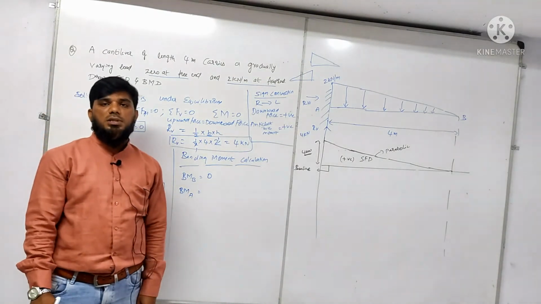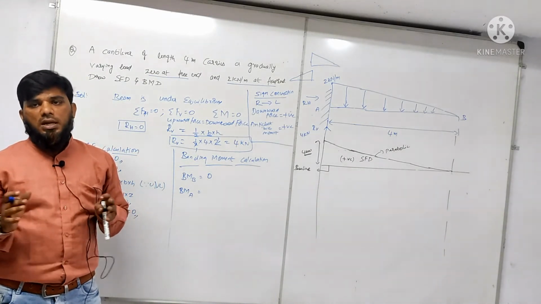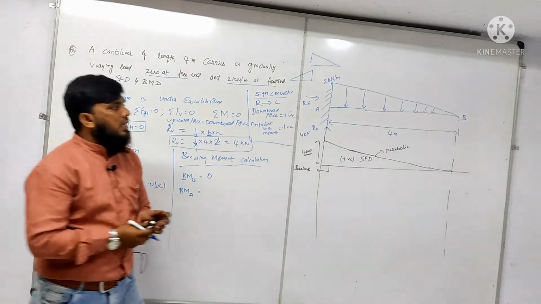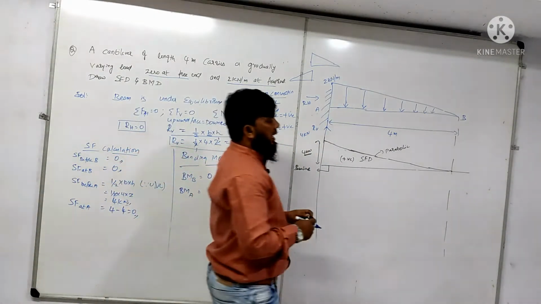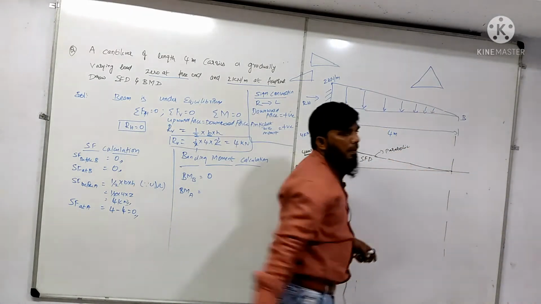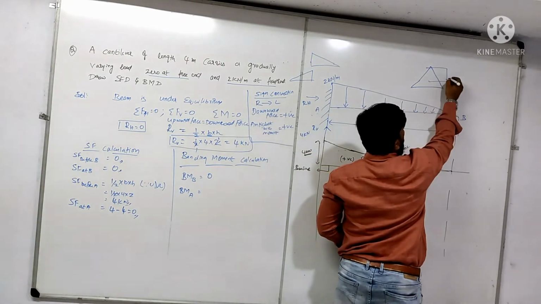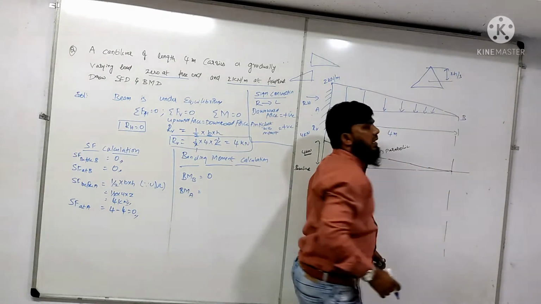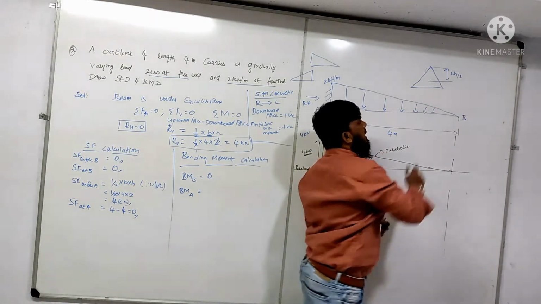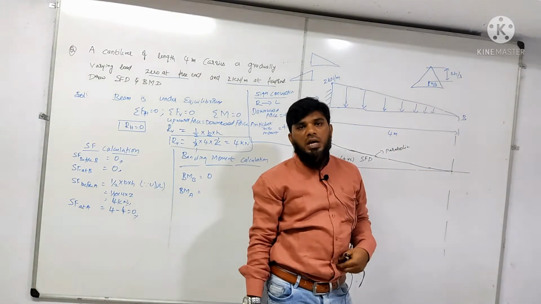Till yesterday's class we have discussed that if it is a UDL, we have to see the CG of the UDL. Since it is a uniformly distributed load, we consider the CG at half of the length. But this is a varying load. We might have studied in engineering mechanics about triangles, where the CG of the triangle will be present, from the apex, at a distance of 2h by 3. Or from the base, it is at a distance of h by 3.